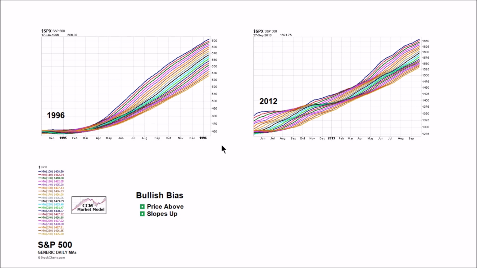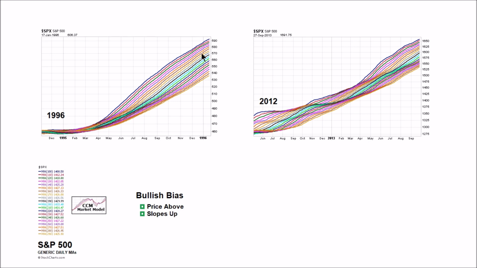These are the same daily moving averages that we've been looking at. This is January 17th, 1996 here. This is 1995 out here. The profile that we're looking at is in early 1996. This is 2012 here. The profile that we're looking at in this case is in calendar year 2013. It's pretty obvious that in both cases we have a bullish bias. If I had price on here, the bias is for price to stay above the moving averages, and the slopes of the moving averages are all clearly bullish.